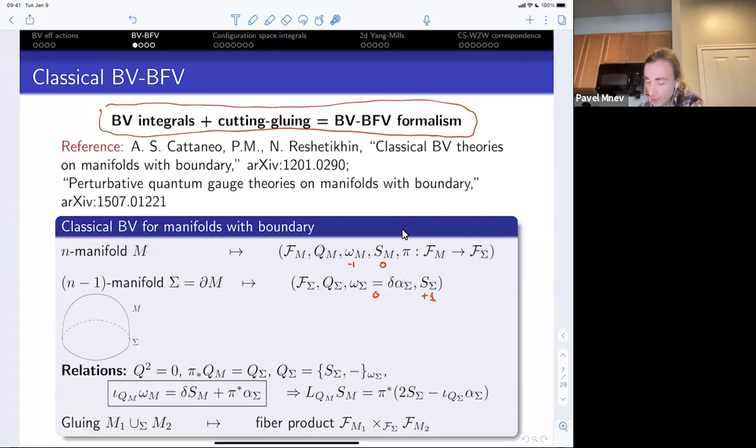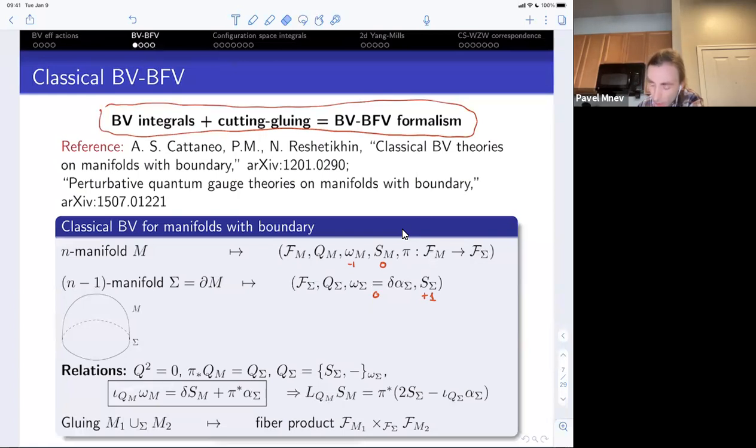And the structure relations are that these vector fields are indeed cohomological. They are linked by the projection. So the bulk Q is projectable, and the projection is the boundary Q. On the boundary, I want this BFV action to be a Hamiltonian for the boundary Q. So this is the relation. And in the bulk, not quite so. So S is not quite the Hamiltonian for Q. Instead, this relation of being Hamiltonian is spoiled by a boundary term. And the boundary term is precisely given by this boundary one form.